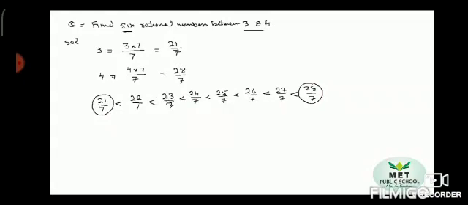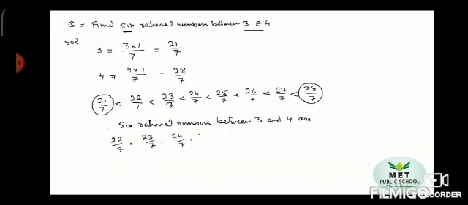So the rational numbers are, therefore, the 6 rational numbers between 3 and 4 are 22 by 7, 23 by 7, 24 by 7, 25 by 7, 26 by 7 and 27 by 7.